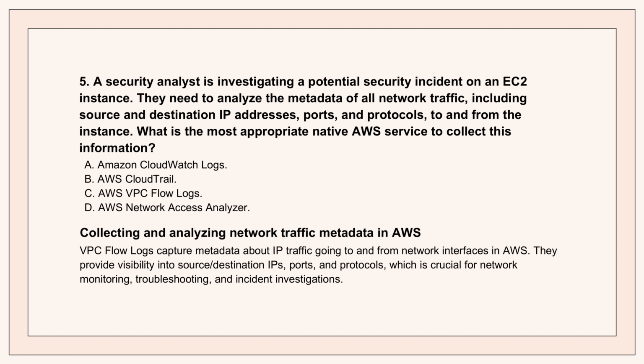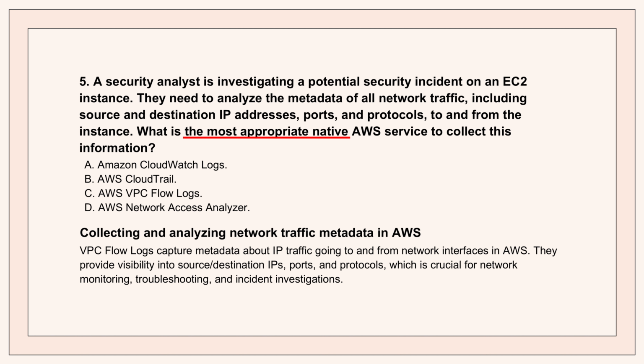They urgently need to see the metadata of all the network traffic, things like source and destination IPs, the ports, the protocols, everything going to and from that specific instance. What's the go-to, the most appropriate native AWS service for reliably collecting this vital network intelligence?